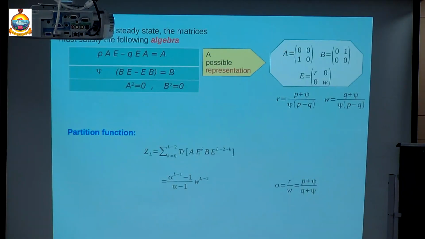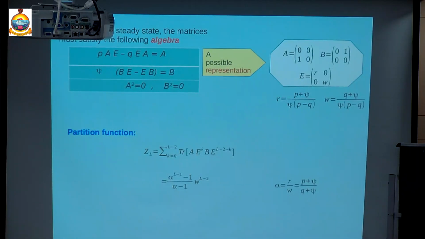How I get an algebra, this is a little tedious, I will not tell you now. These are the deformed algebras, these are Q deformed algebras. So for this algebra, like say P A E minus Q A E equal to A, a Q deformed algebra. These are the conditions that have to be satisfied by A and B, and given an algebra, you can have a representation.